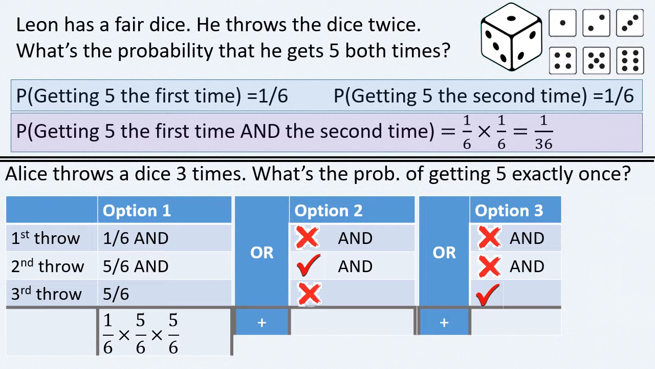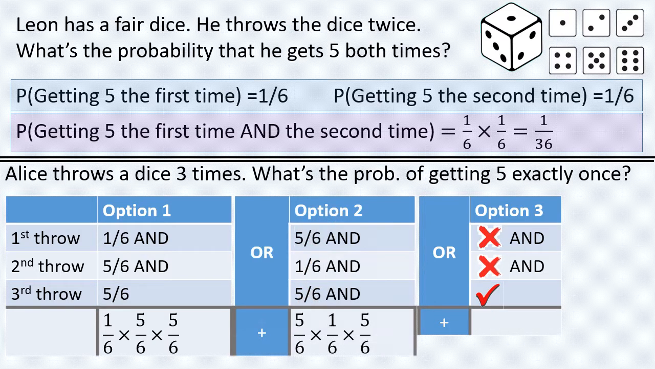Now, the second option is not to get a 5 on the first throw, and the probability of this is 5 out of 6, and to get a 5 on the second throw, and the probability of this is only 1 out of 6, because 5 is just only 1 face out of 6 faces, and not getting a 5 on the third throw, and the chances of this happening is 5 out of 6. Again, all these 3 conditions must be satisfied, so we apply the AND rule and we multiply 5 over 6 by 1 over 6 by 5 over 6.